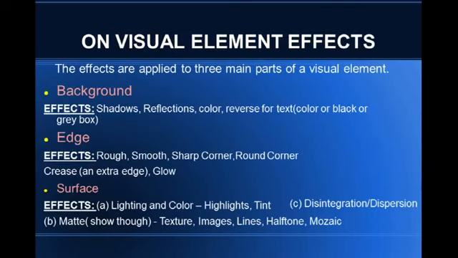Now, in particular, on the visual effects applied to objects, you can apply them to the background of an item by adding shadows, reflections, and colors. You can apply them to the edge of an object by roughening or making the corners round. You can apply them to the surface by adding lights and colors, by disintegrating the object or making another object show through the surface of that object.